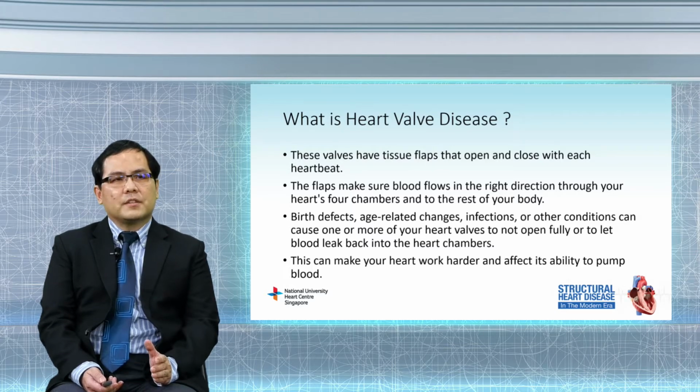However, birth defects, age-related changes like calcium depositions and degeneration, infection by microorganisms, or other conditions can cause one or more of your heart valves to be dysfunctional, not open fully, or let blood leak back into the heart chambers. These phenomena can make your heart work much harder and affect the ability to pump blood to other vital organs of the body.